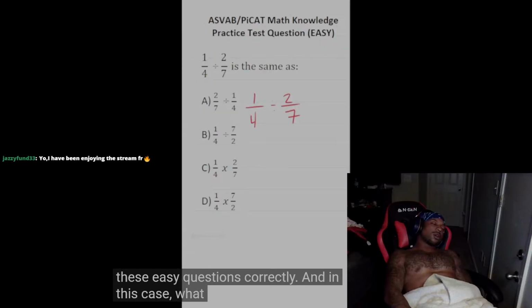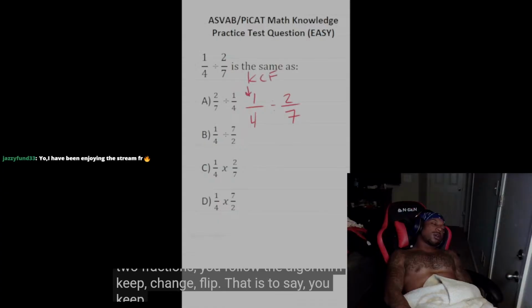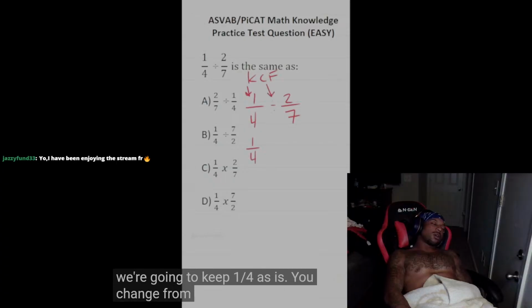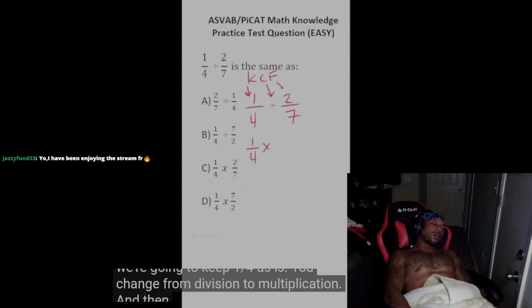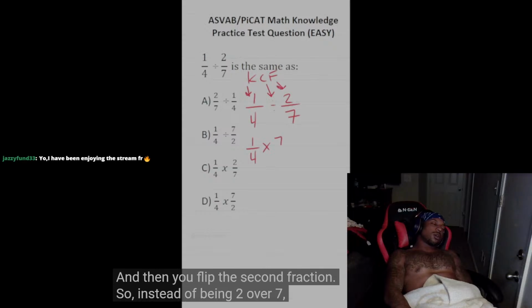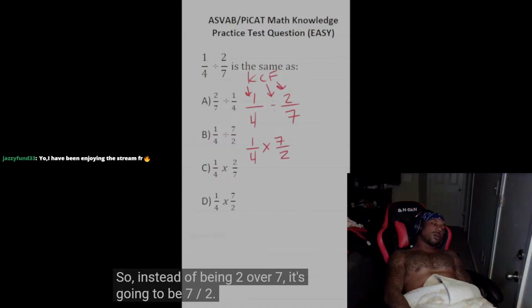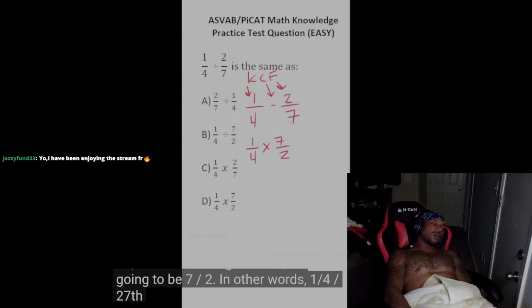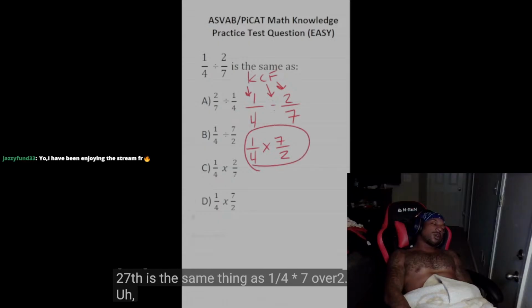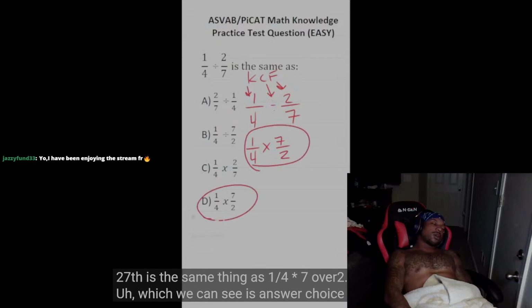And in this case, what are we doing? We're dividing two fractions. When you divide two fractions, you follow the algorithm keep, change, flip. That is to say, you keep the first fraction the same, so we're going to keep 1/4 as is. You change from division to multiplication, and then you flip the second fraction. So instead of being 2/7, it's going to be 7/2. In other words, 1/4 divided by 2/7 is the same thing as 1/4 times 7/2, which we can see is answer choice D in this case.